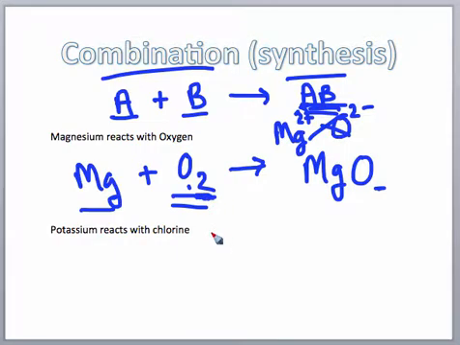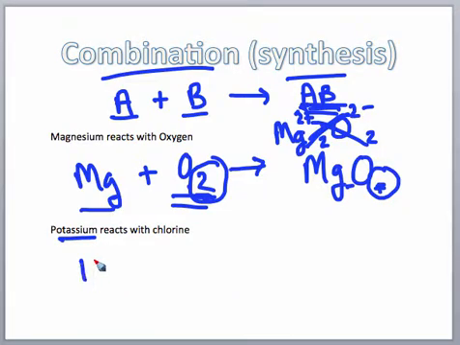Remember, that 2 is there because oxygen's a diatomic. Over here, the subscript is determined by the crisscrossing. So if we crisscross 2 and 2 and reduce, we get 1 and 1. So in other words, that 2 and that 1 have nothing to do with one another. Let's take a look at the next one. We've got potassium, and it's reacting with chlorine. Now chlorine's a diatomic, so it's Cl2.